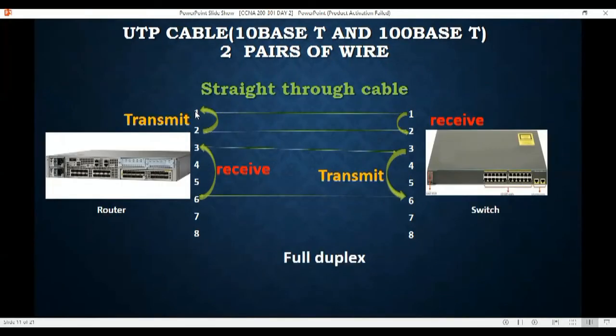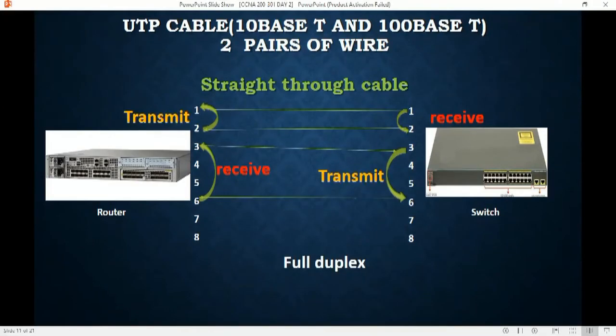Straight through cable. Router, host, which is computer, and firewall, they transmit at pin 1 and 2, and they receive with pin 3 and 6. Switch transmits at pin 3 and 6, and it receives at pin 1 and 2. So if I want to communicate between a router and a switch, when my router is transmitting at 1 and 2, what pin of a switch is receiving? 1 and 2. Exactly. So my router and my switch use the same pins to transmit and receive. So straight through. That is why we are using the straight through.